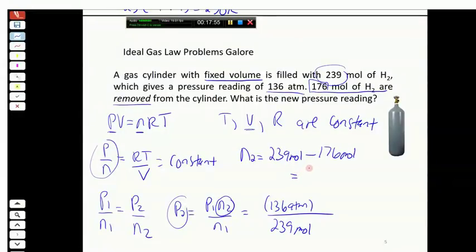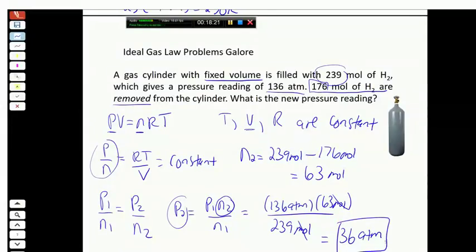Which is then 63 moles left. So that's the number of moles of hydrogen that are left at the end after we've removed the amount that we specified. So that's going to be 63 moles there for N2. Moles cancel out, and that gives us a final pressure reading of 36 atmospheres. Okay? So not too surprising, if we remove gas from the cylinder, the pressure goes down. So this is a relationship between pressure and number of moles, which is not one of the gas laws we talked about last time.